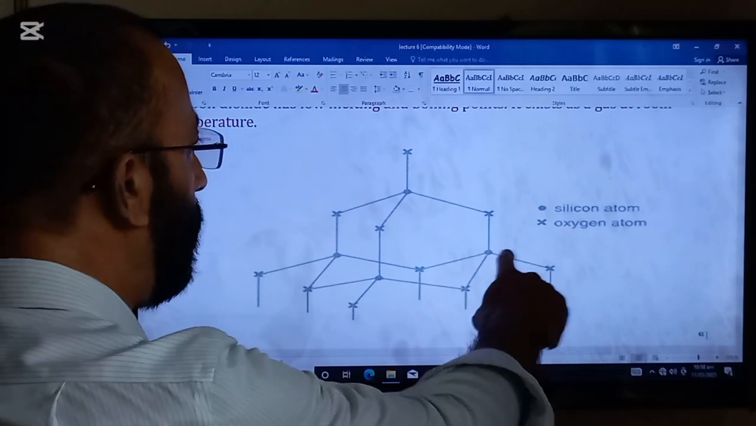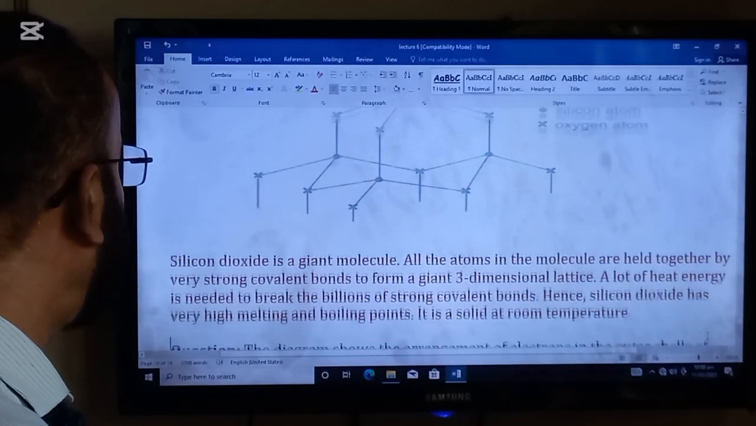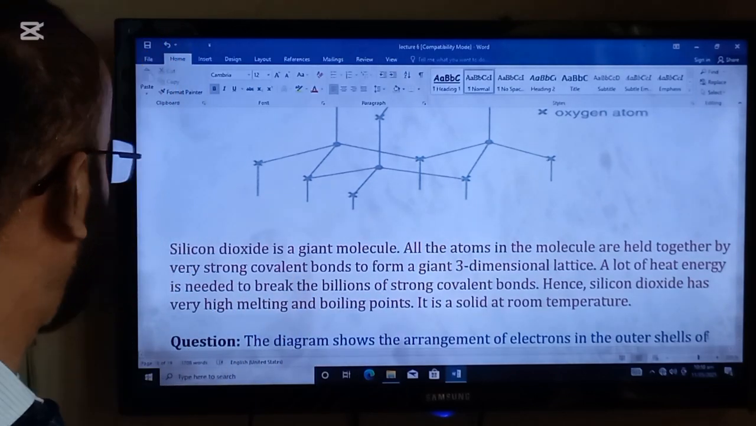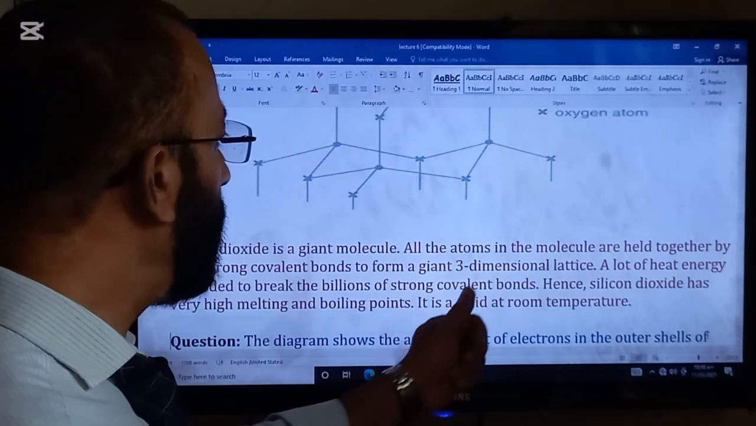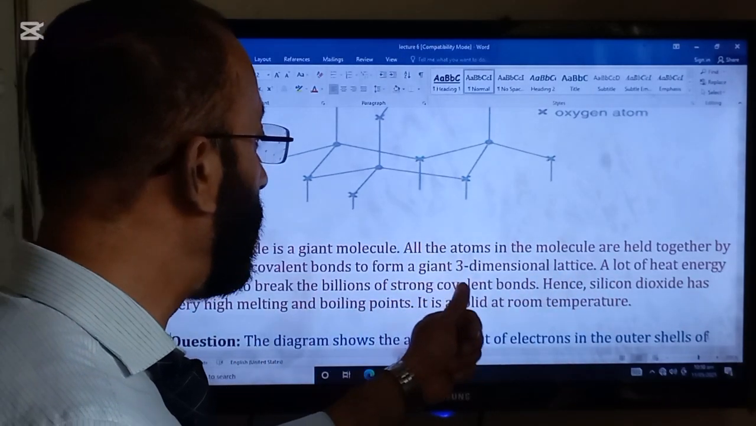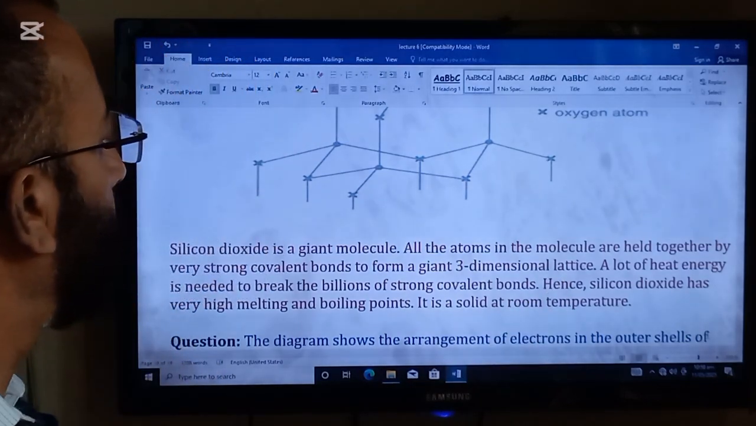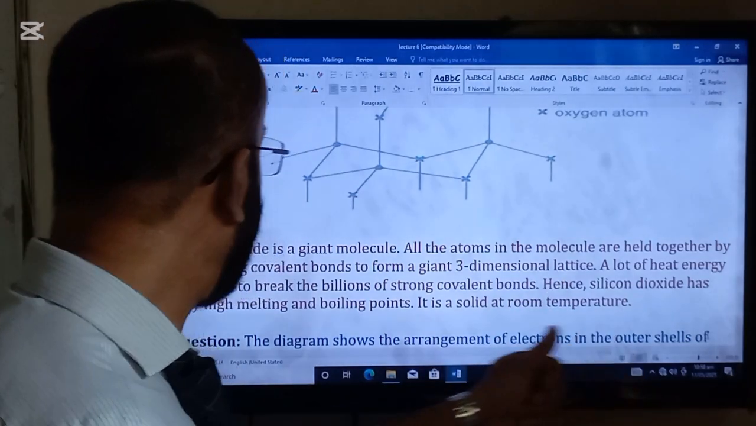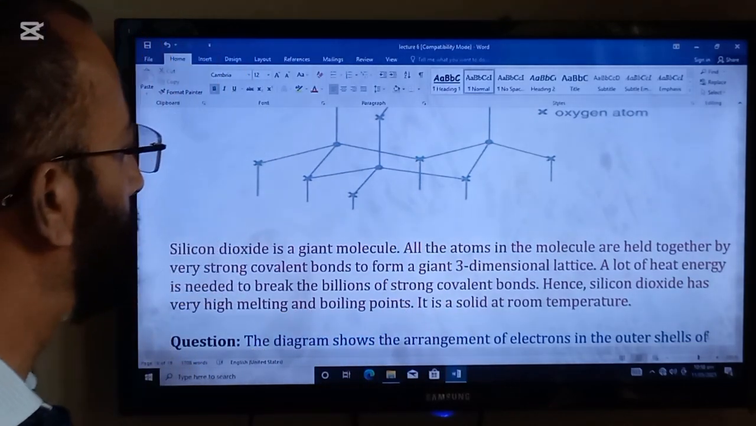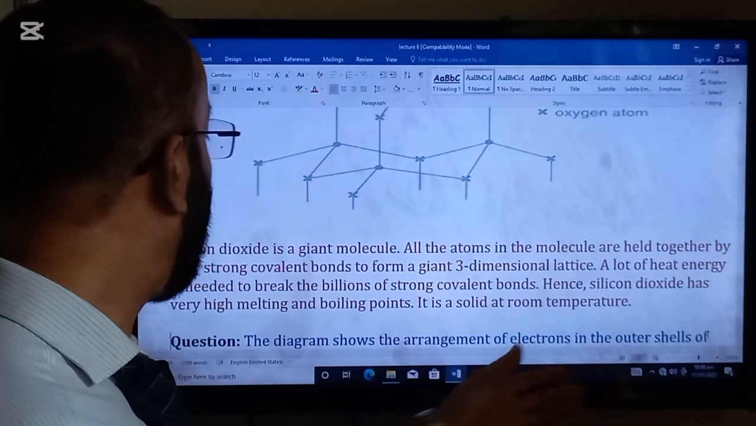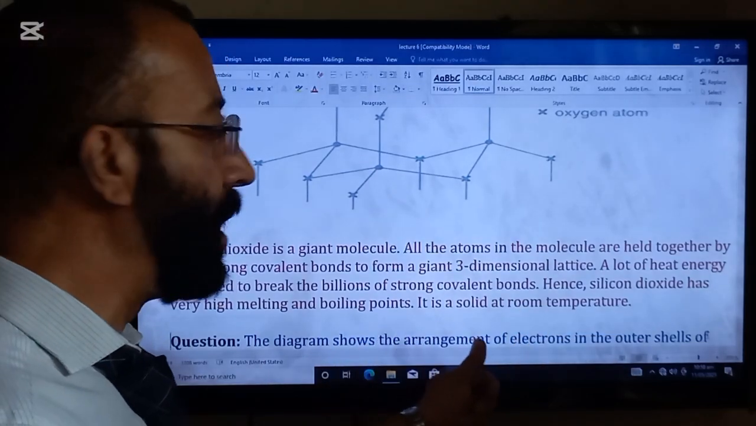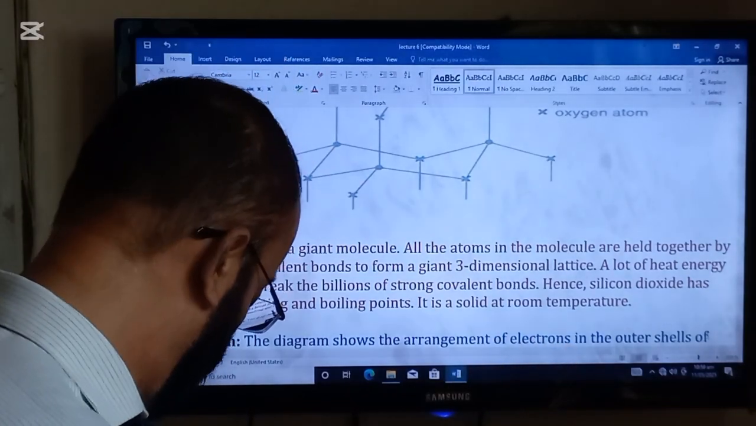This is the structure of silicon dioxide. Silicon dioxide is a giant molecule. All the atoms in the molecule are held together by very strong covalent bonds to form a giant three-dimensional lattice. A lot of heat energy is needed to break the billions of strong covalent bonds. Hence, silicon dioxide has very high melting and boiling points. It is solid at room temperature.